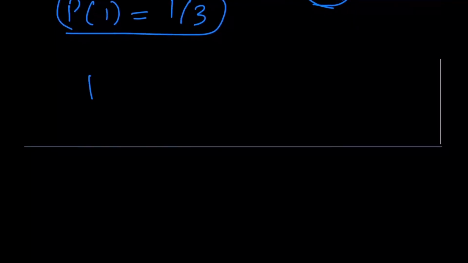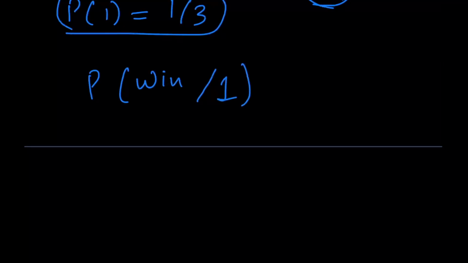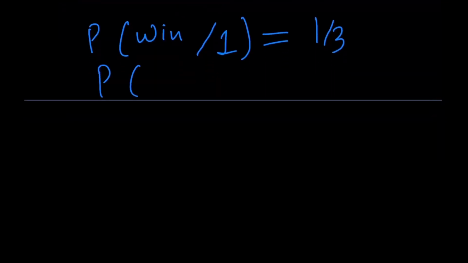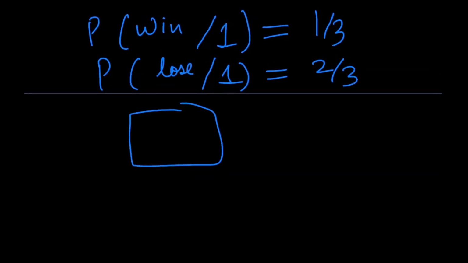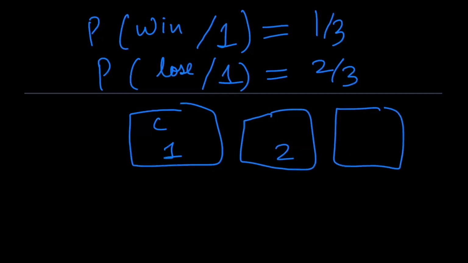So say that the probability that we win, given we stick to door number one, is 1/3, right? Now, if I were to ask you guys, what's the probability that we lose, given we pick number one? Well, that's going to be 2/3, right? So what we're saying is the probability that the car is behind door number one is 1/3. The probability that the car is behind either two or three is 2/3. Makes sense?